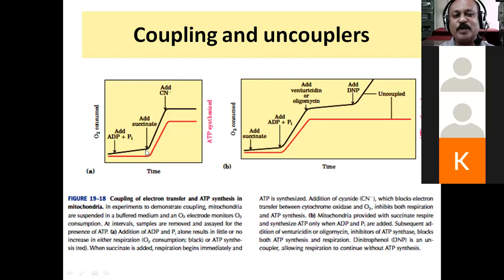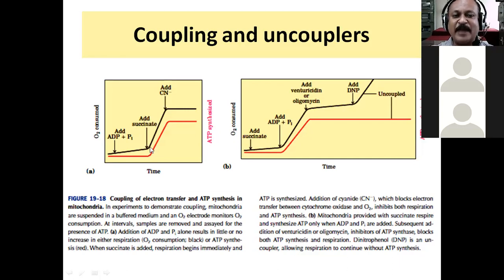The electrons are going to be transferred through the different complexes. And ultimately what will happen? Oxygen will use up the electrons. Oxygen will be converted to water. And therefore I would say that oxygen is going to be consumed when I add succinate. So can you see the black colored line, which is increasing here? Steadily increasing. Can you all see that?